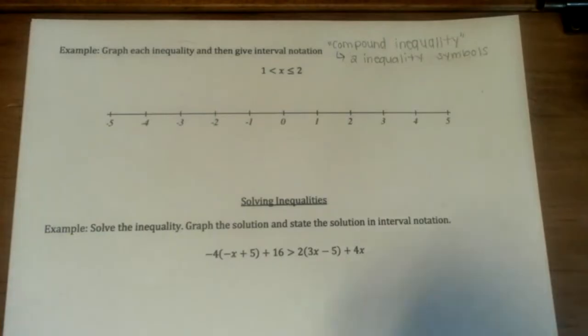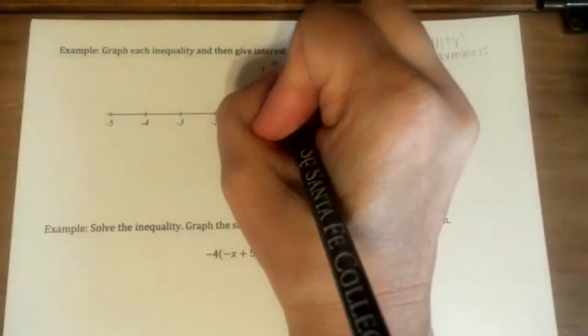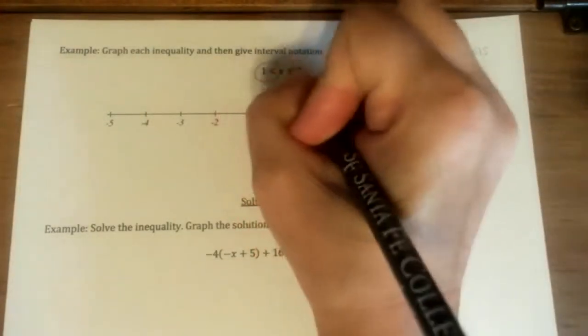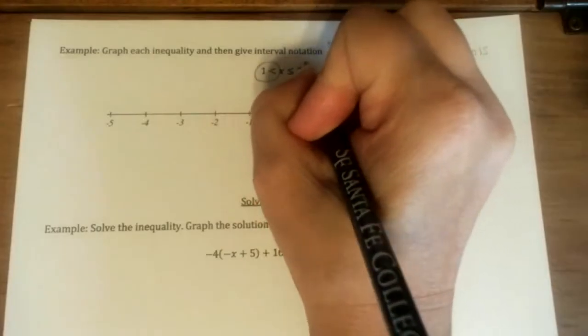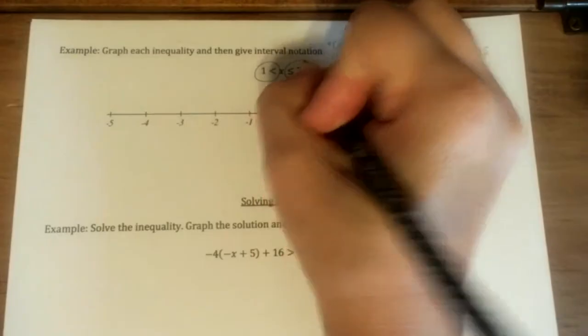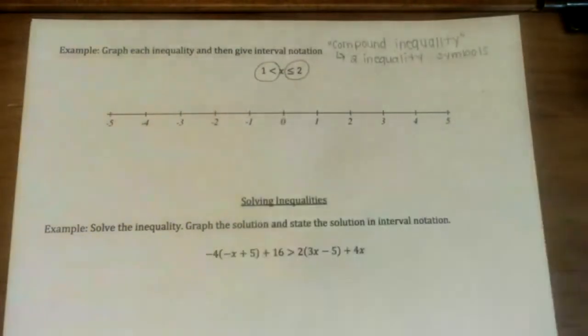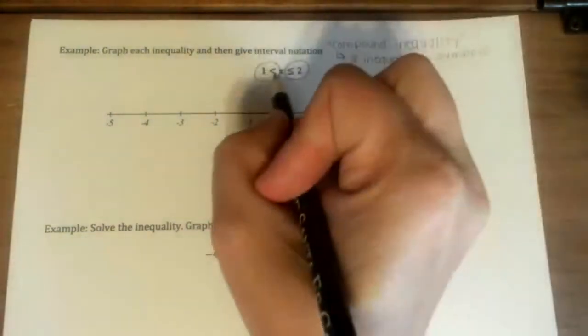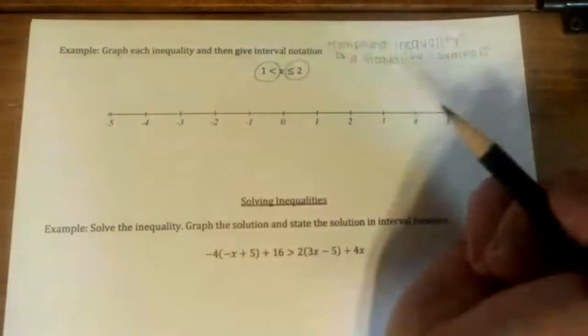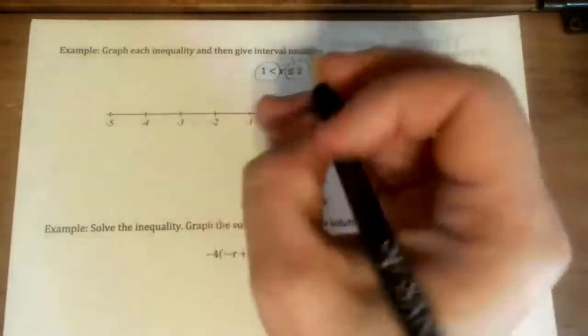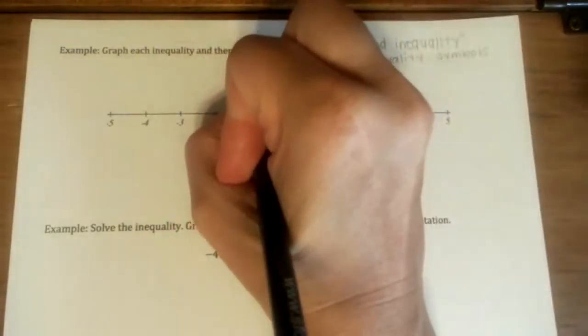All right, so I have 1 is less than x. So this less than symbol goes with the 1. And then x is less than or equal to 2. So this less than or equal to symbol goes with the 2. So because it's less than, we know that 1 is not included. It's just less than, so we know it's not included.